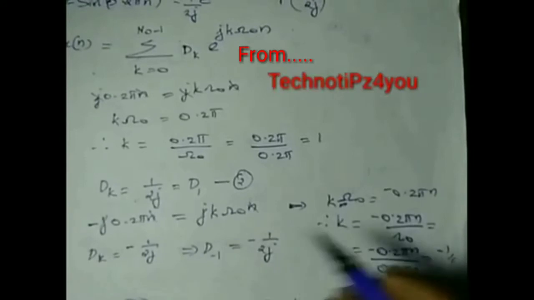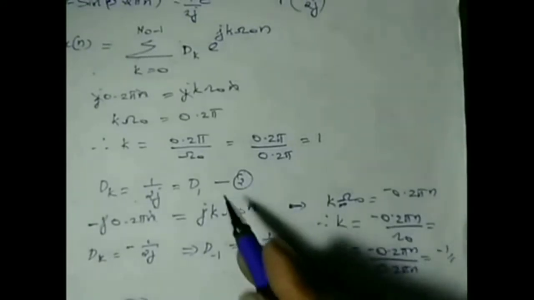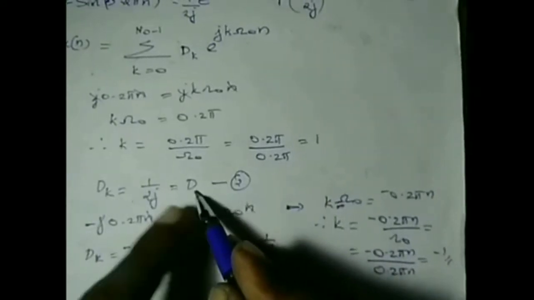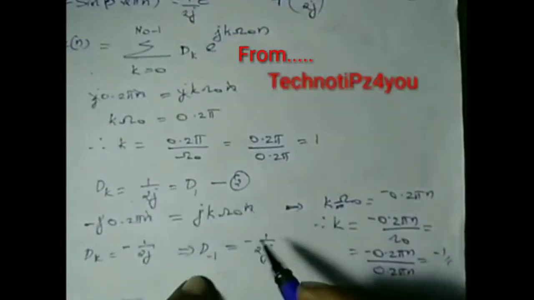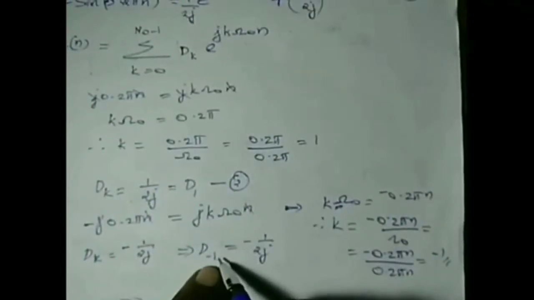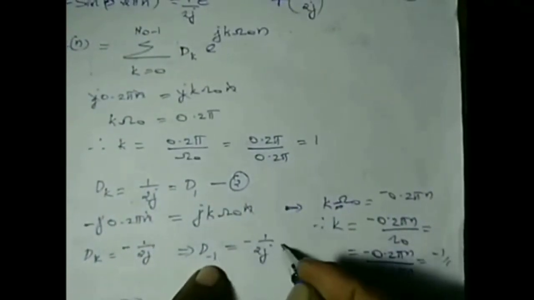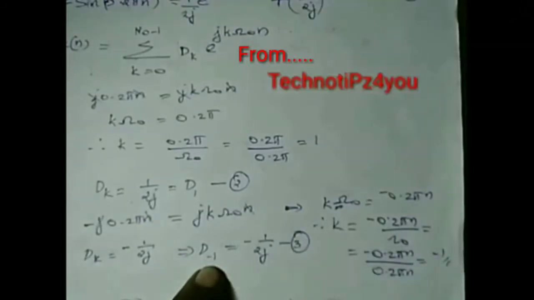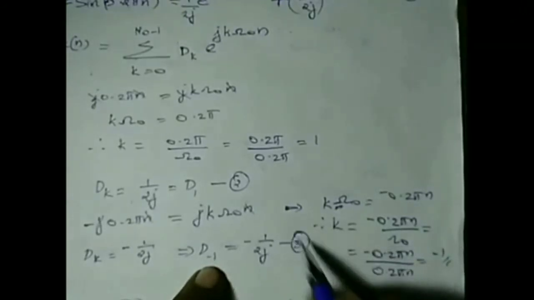Now we obtained two Fourier coefficients. The first one is d1, which is equal to 1 by 2 pi j, and d of minus 1 is equal to minus 1 by 2j. Let us mark it as equation number 3.